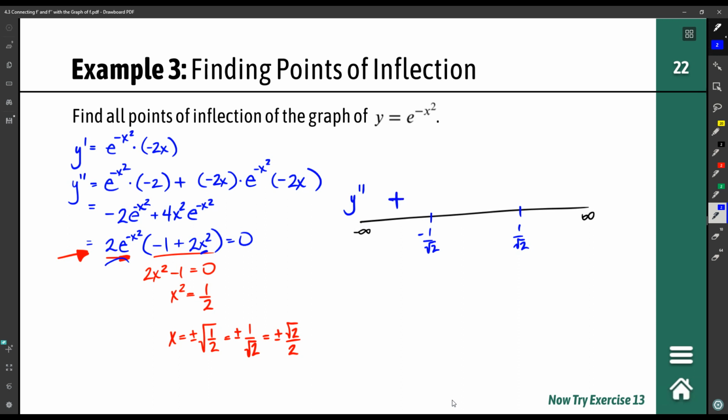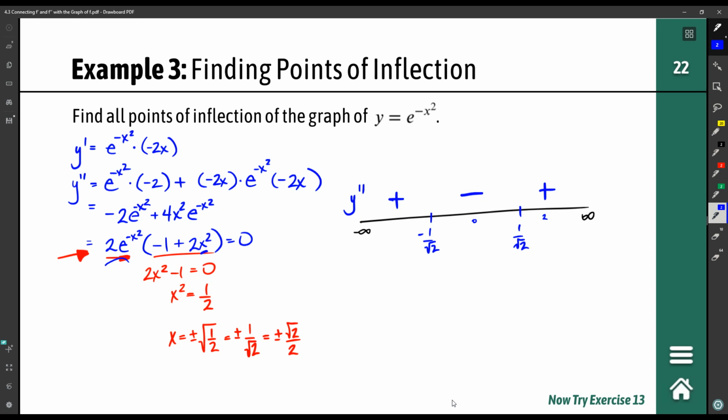Let's move to the middle interval. And how about we pick 0 as a test value? So we plug 0 into the second derivative. 2 times e to the 0 is just a 2. And then negative 1 plus 2 times the 0 squared is going to be negative 1. So a positive times a negative number is negative. And then with the same type of logic, we'll see that if we plug in a positive value of 2 as a test, we get a positive second derivative.